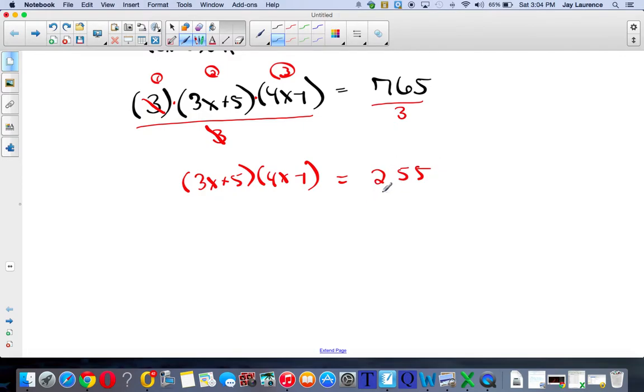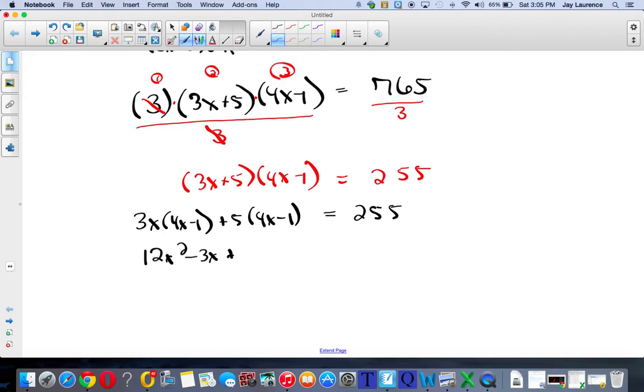Okay, so on the left-hand side now, I'm going to double distribute. Some of you are like, no, subtract 255. No, trust me, double distribute first. So I'm going to get 3x times the quantity of 4x minus 1 plus 5 times the quantity of 4x minus 1. That's going to equal 255. All right, so I get 12x squared minus 3x plus 20x minus 5 equals 255. And I'm really not done double distributing until I combine like terms. And I hope you see them there. 12x squared plus 17x minus 5 equals 255.